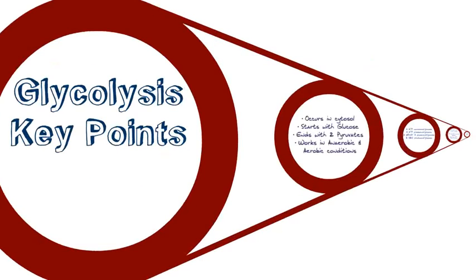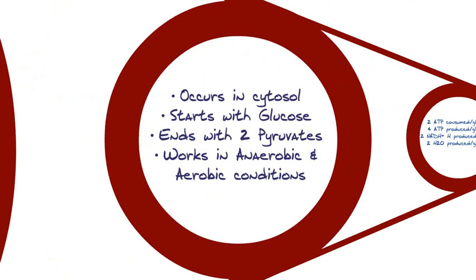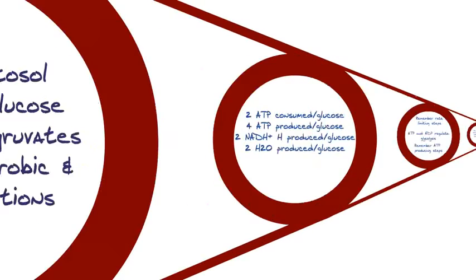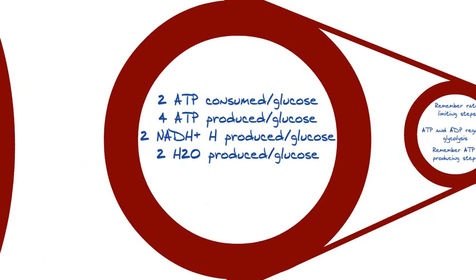Well, first off, understand glycolysis occurs in the cytosol of the cell. You start off with glucose and you end with 2 pyruvates. Glycolysis works in both anaerobic and aerobic conditions. You produce 4 ATP but consume 2 ATP. So you net 2 ATP per glucose molecule. You produce 2 NADH and hydrogen ions for every glucose, and you'll be utilizing those later. You'll also produce 2 water molecules as well.